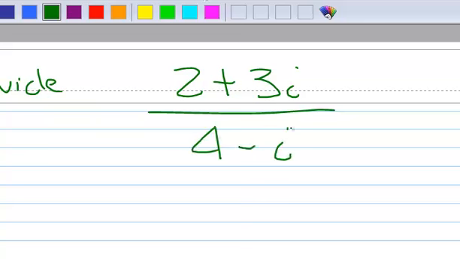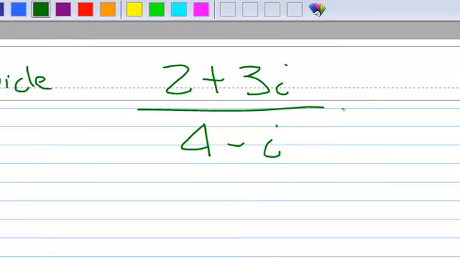minus i. So you remember how when we did addition and then we did subtraction, we turned the subtraction into an addition problem? This is kind of the same thing. We're going to turn this division problem into a multiplication problem. And we have to know what to multiply it by. And we're going to multiply it by something called the complex conjugate.